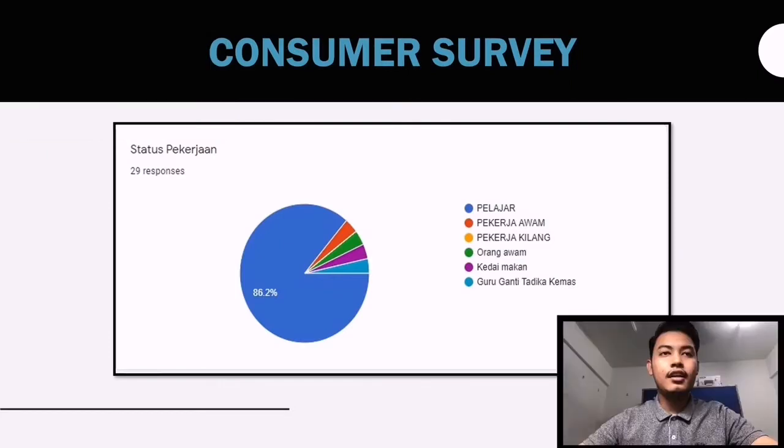After that, our consumer survey. Our purpose for the questionnaire is to obtain responses from various types of answers to be analyzed. From the questionnaire, we are able to make some assumptions for our report. Based on the pie chart, we can see that most of the respondents are students at 86.2%, and the rest are public workers, factory workers, and other citizens.